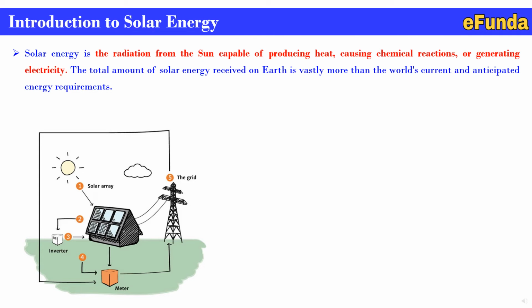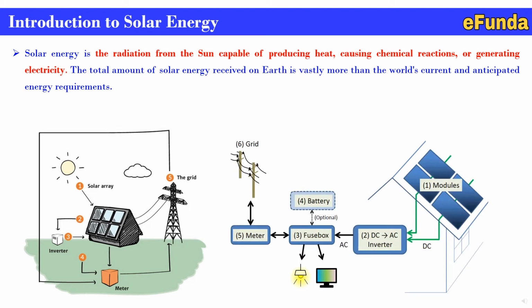Similarly, one can refer to the typical block diagram where the solar array module is placed, second the DC to AC inverter, third the fuse box, fourth, optional, the battery for storing the energy, and fifth, connected to the meter and further connected to the grid.